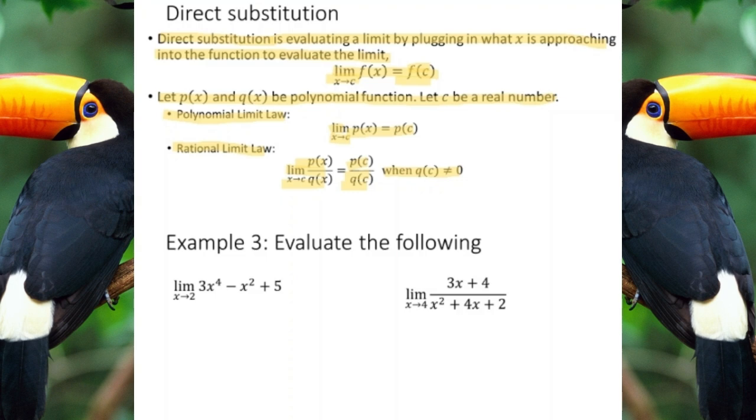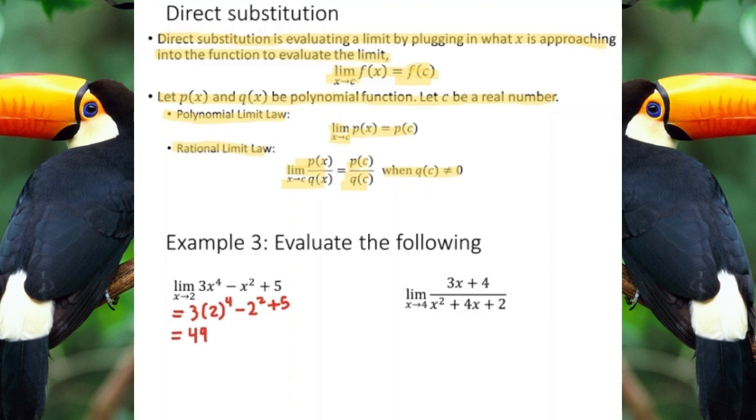Now, thanks to these two laws, we can evaluate the limits in example 3 much quicker. First, we'll find the limit as x approaches 2 of 3x to the fourth minus x squared plus 5. Since 3x to the fourth minus x squared plus 5 is a polynomial, thanks to our polynomial law, we can evaluate with direct substitution. Meaning, to evaluate our limit, we just have to plug 2 into our function. Now, work out the arithmetic, and we get that the limit is 49.